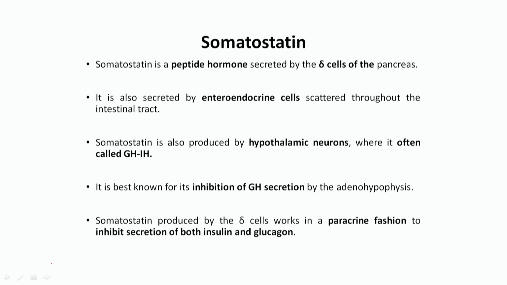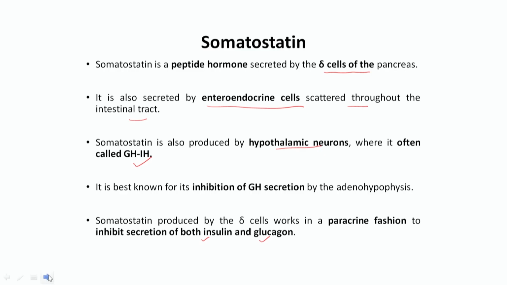Another hormone is called somatostatin, which is a peptide hormone secreted from the delta cells of the pancreas, and it is also secreted by the enteroendocrine cells scattered throughout the intestinal tract. Somatostatin is also produced by hypothalamic neurons, where it is often called growth hormone inhibiting hormone. So, it mainly has inhibitory actions. It will inhibit the production of both insulin as well as glucagon.